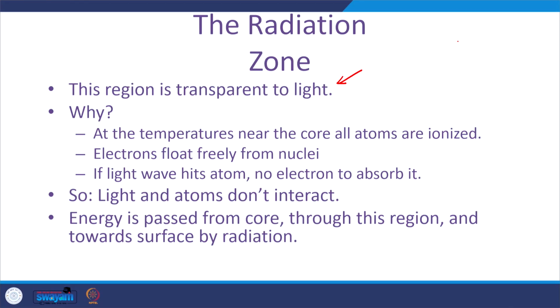So electrons are floating freely from the nuclei. All electrons are stripped off from the nuclei, and if the light wave hits the atom, there is no electron. The electronic excited states are not present. As a result, there is no electron to absorb it. So this interaction of light and atom, which is essential for the absorption, will not happen. That's why the entire radiation zone is transparent to light. But of course, there are collisions, there will be scattering and all that. That's a different story. That's probably why we never get to see the light which is from the core on the surface.